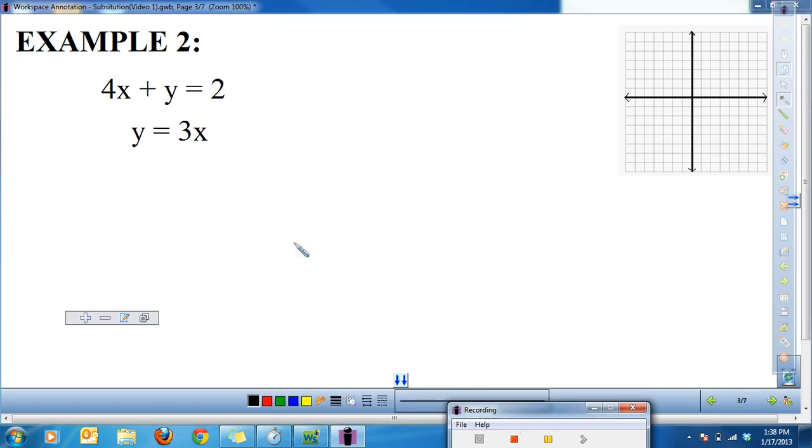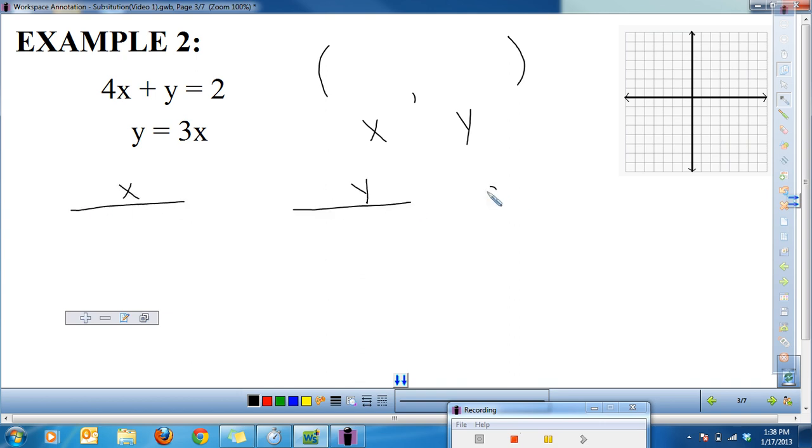Let's take this example. We have 4x plus y equals 2 and y equals 3x. Now again, I know that I want my solution to be an ordered pair, so I know my solution is going to be (x, y). And I know that I need to solve for x and y, so I'm going to go ahead and set up my work, x, y, and the check, so that I make sure I check my answer at the very end.